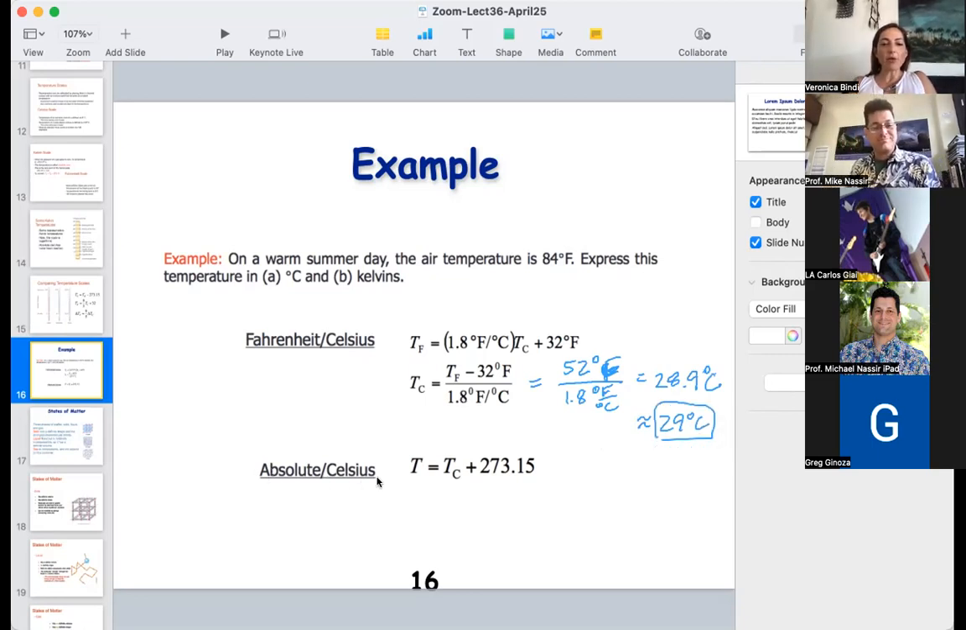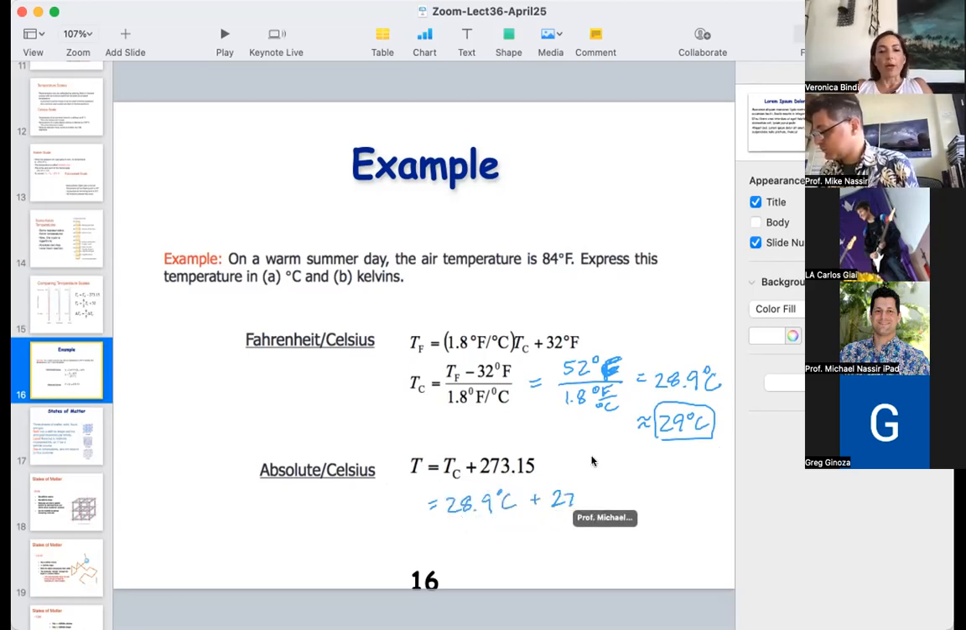Then we have the absolute scale instead, where T in Kelvin is equal to T in Celsius plus 273.15. So we just do 28.9 plus 273.15.